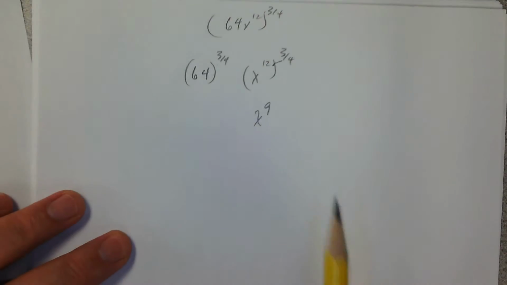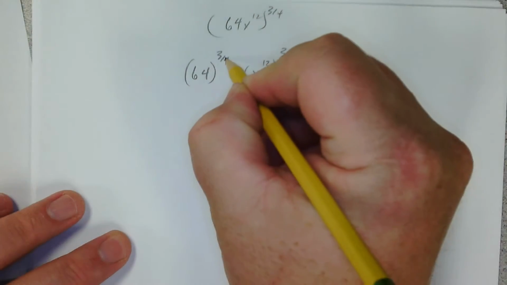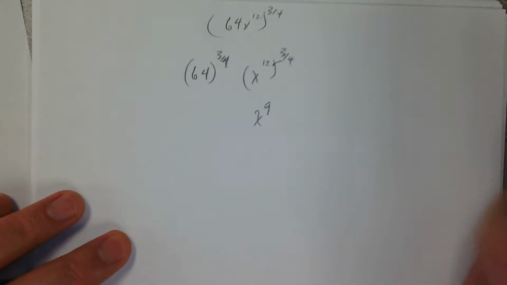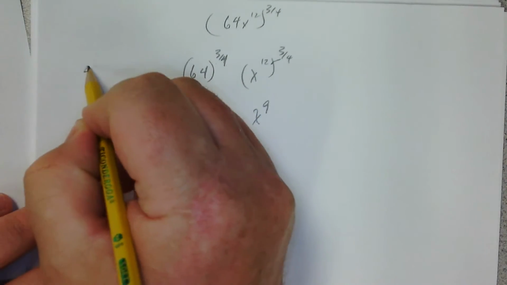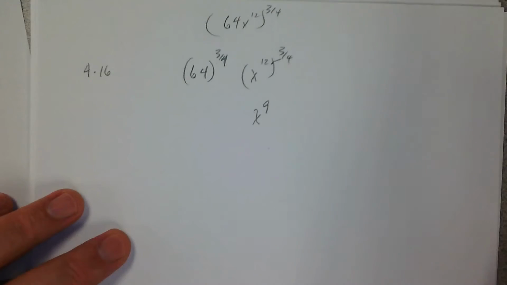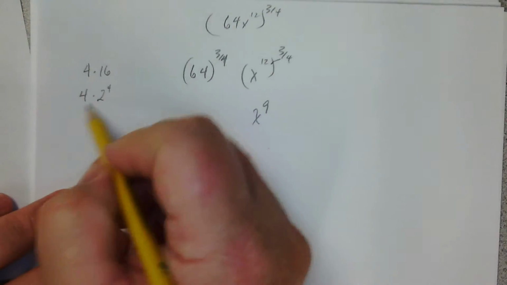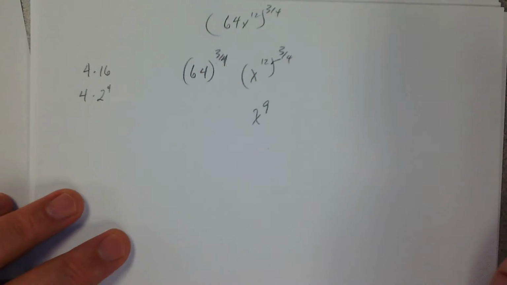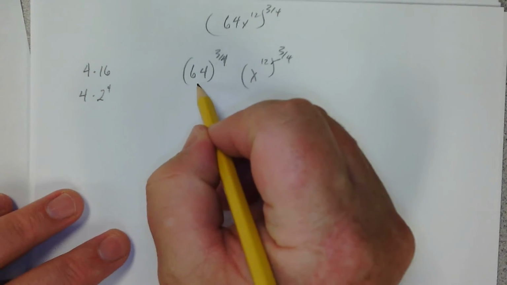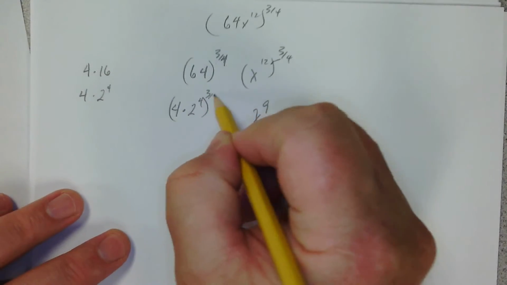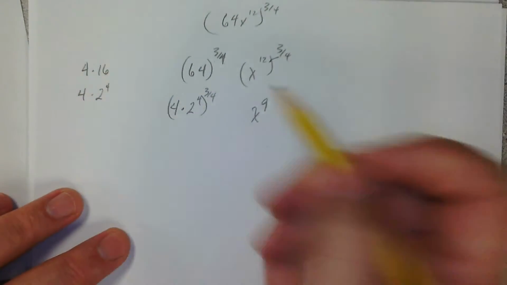All right, now, here's what I'm gonna do for this one. We're looking for a fourth power. We're looking for what times itself 4 times is 64. Well, it turns out that 4 times 16 is 64, right? 16 is 2 to the fourth. 2 times 2 times 2 times 2 is 16. So this 64 right here is the same as this. You see? That's exactly the same.